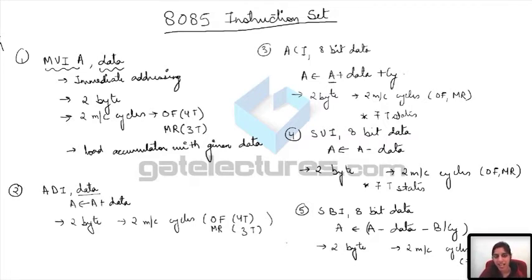Then we have ACI, which is add with carry. Here carry is also taken into consideration. Then you have SUI, which is subtract immediate. Only data is going to be subtracted from accumulator and the result is going to be stored in the accumulator.